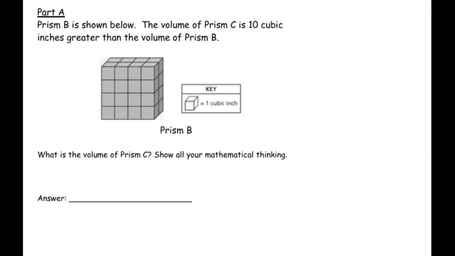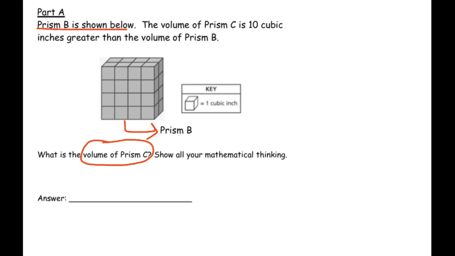So let's just go back because there's a lot of terms and wording here that we really need to focus on. There are 3 things that you have to pay attention to. The first thing is prism B is the one shown below. So this picture is showing prism B. That's important because the question is asking us for the volume of prism C. Prism C, we have to figure out. However, it gives us information about prism B, which we're going to need in order to figure out prism C.